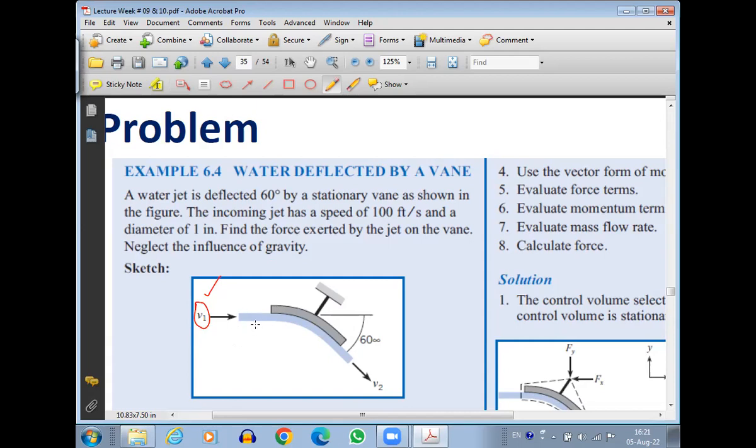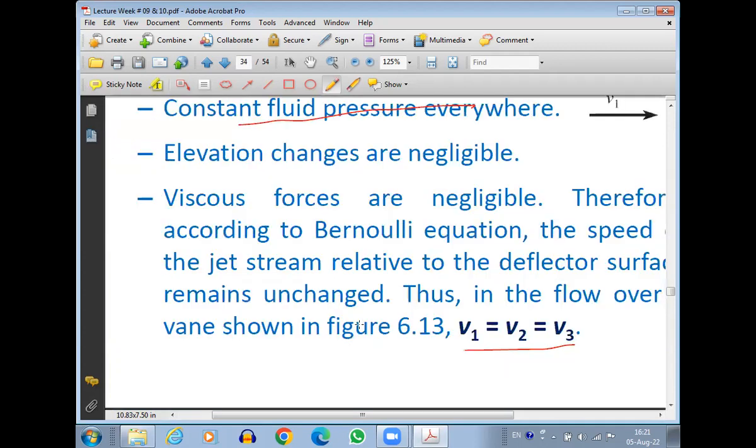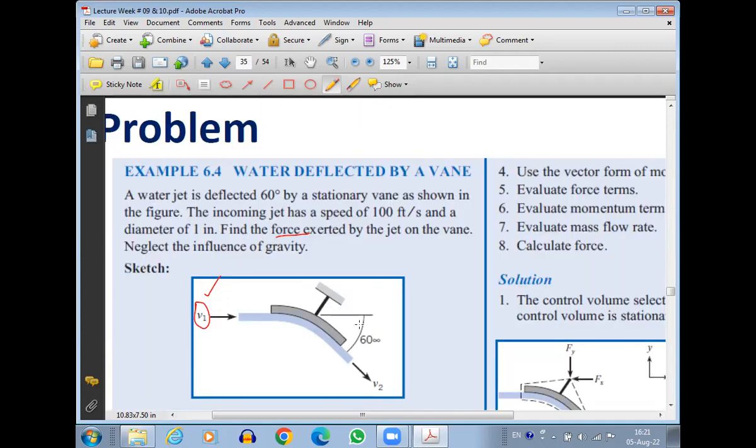Obviously, the vane is like a deflector. So when it is deflecting the fluid, there is some force being exerted by the fluid on the deflector. We need to find out how much this force is. We are neglecting the influence of gravity in this analysis. So that's the problem statement. Before moving towards the solution, do you understand the problem statement? Your understanding is very acute.